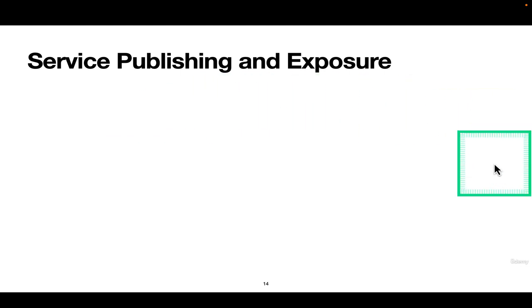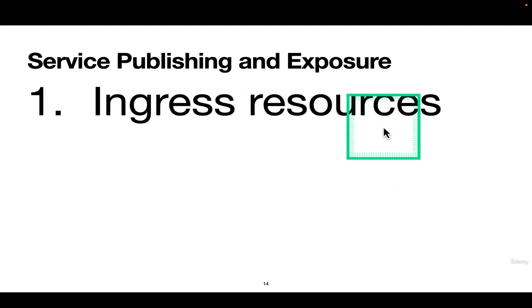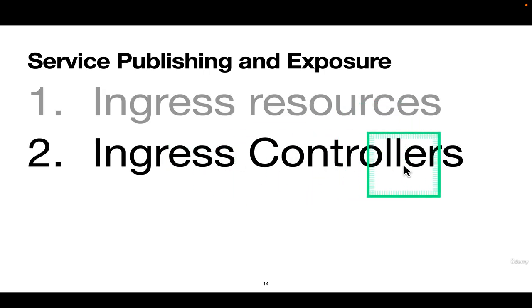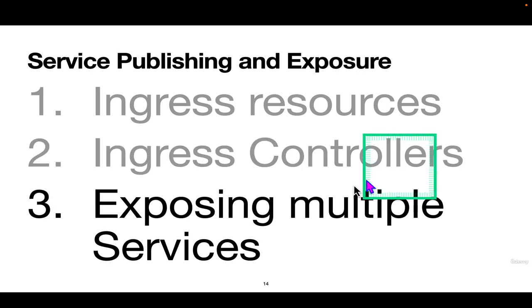Service publishing and exposure. So you have ingress resources. Ingress resources in Kubernetes define rules for routing external HTTP and HTTPS traffic to services within a cluster. Then you have ingress controllers. Ingress controllers such as Nginx or Traefik implement the ingress rules and manage the traffic routing to the appropriate services. Exposing multiple services. Ingress allows for exposing multiple services under a single IP address or domain name, providing a unified entry point for external clients.